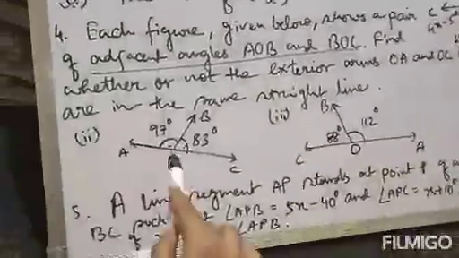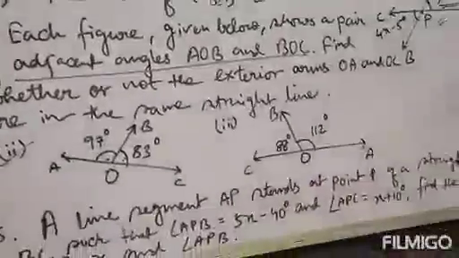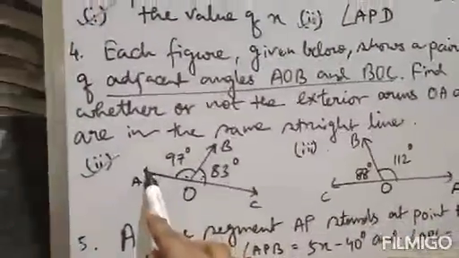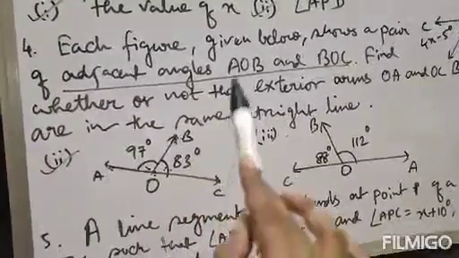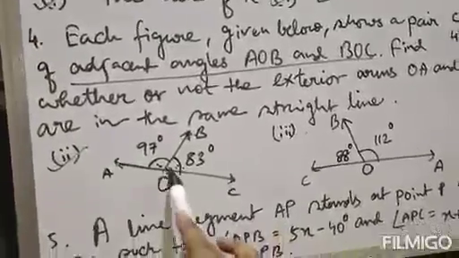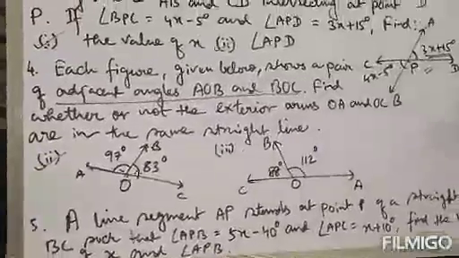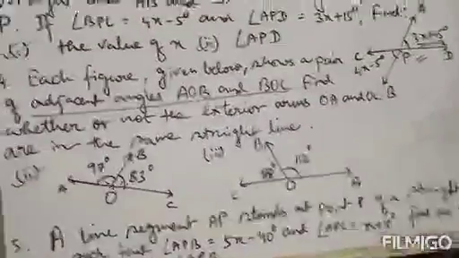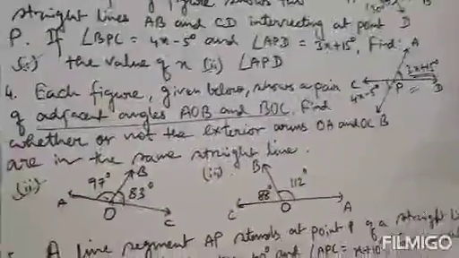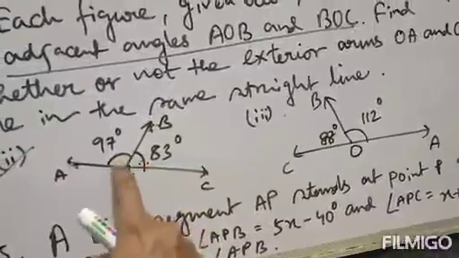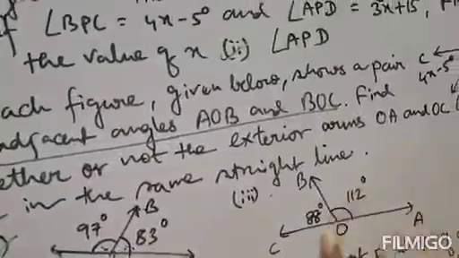That means we have been given two diagrams. I am talking only about the first diagram now. We will talk later about the third question. In this diagram it is given that angle AOB and angle BOC are adjacent angles. We have to find whether the exterior arms, that means OA and OC, are in a straight line or not. Clear? Now remember property 2. The statement of property 2 was that if the sum of two adjacent angles is 180 degree, then the exterior arms are always in the same straight line. That means only if the sum of these two adjacent angles is 180 degree will these two exterior arms be in a straight line. That is property number 2.